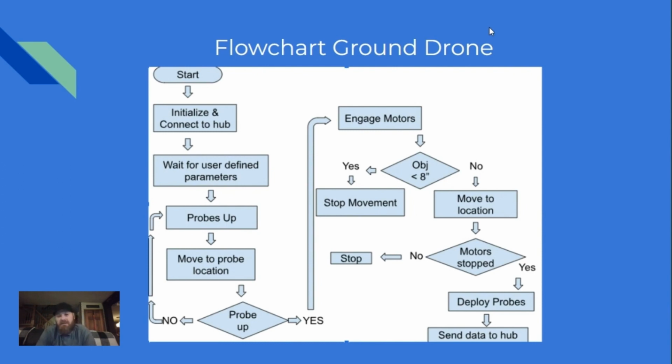We go up and we engage the motors. First thing it checks is there any object closer than 8 inches to it. If the answer is yes, it stops all movement. If the answer is no, the drone proceeds to move to the probe location. When it gets to the probe location, the motor stopped. If the motor is not stopped, the stop command is given. If the motors are stopped, we deploy the probes. The probes gather their data. Once we have gathered the data, it is then sent to the main hub.